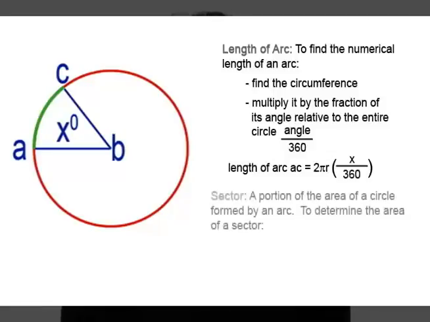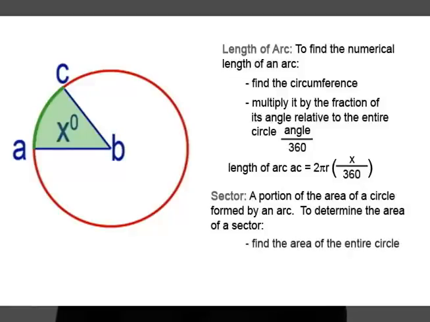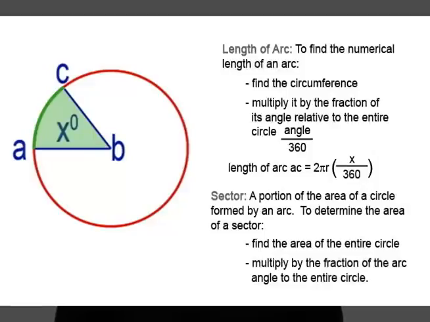Finally, we have a sector. A sector is a portion of the area of a circle formed by an arc. So now, rather than just talking about the distance around the circle, we're talking about the entire area of that piece of pie. To determine the area of a sector, it's very similar to finding the length of the arc. Find the area of the entire circle, then multiply by the fraction of the arc angle to the entire circle.